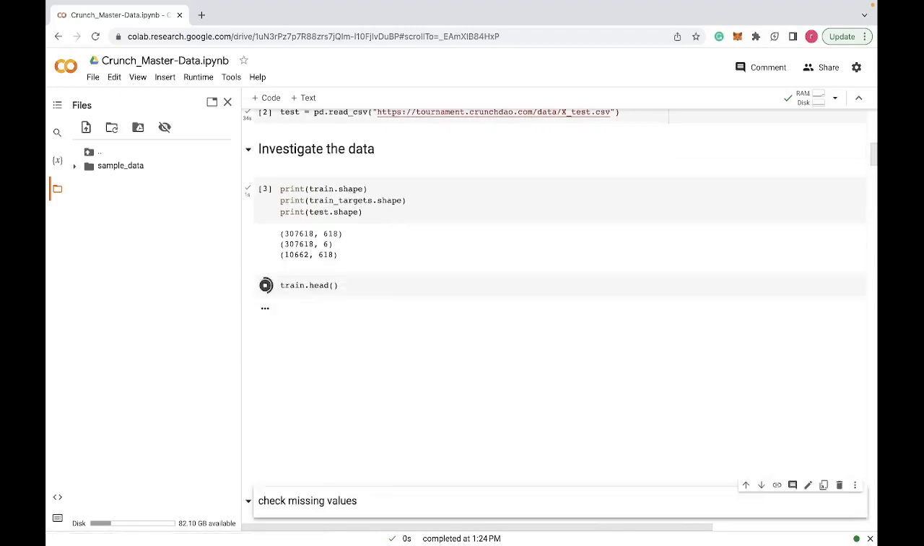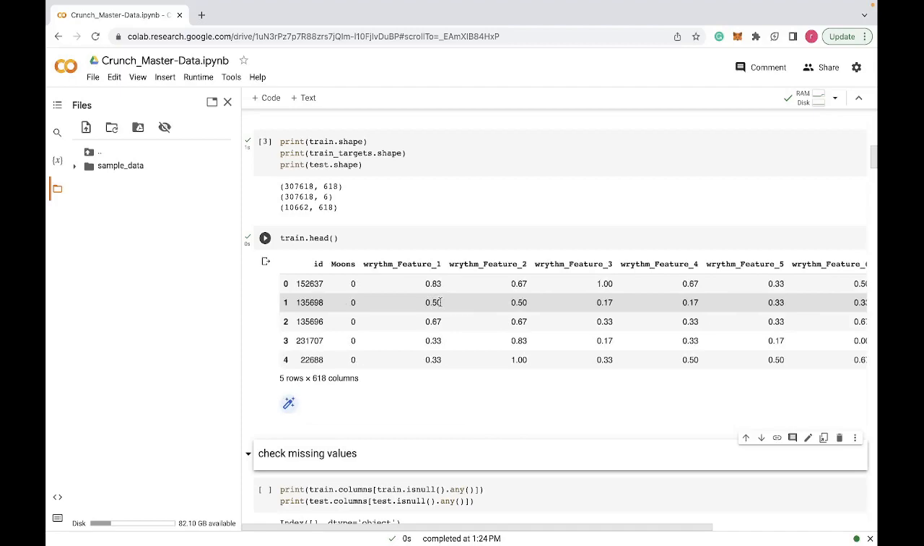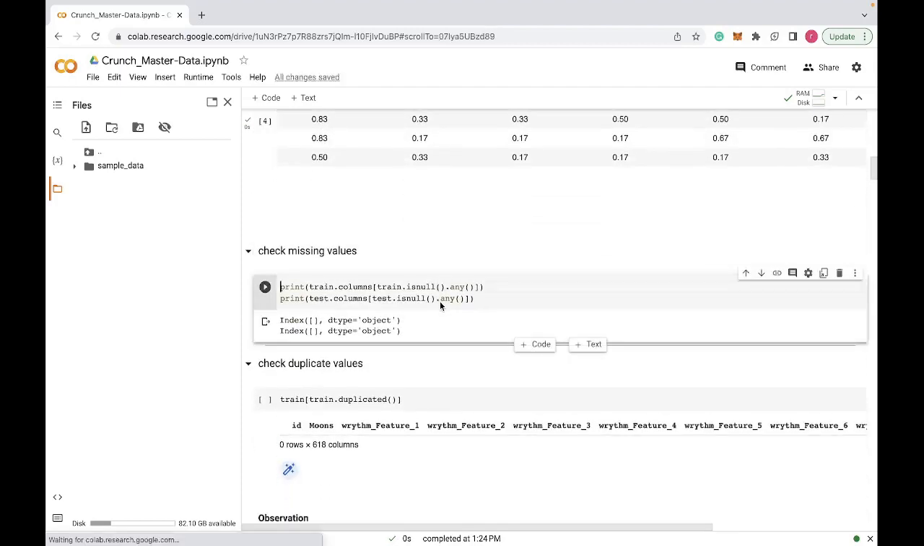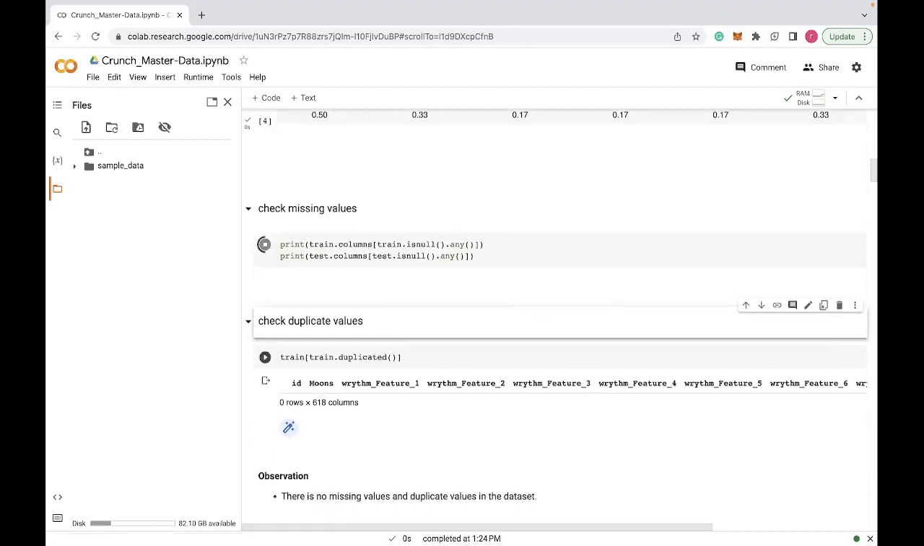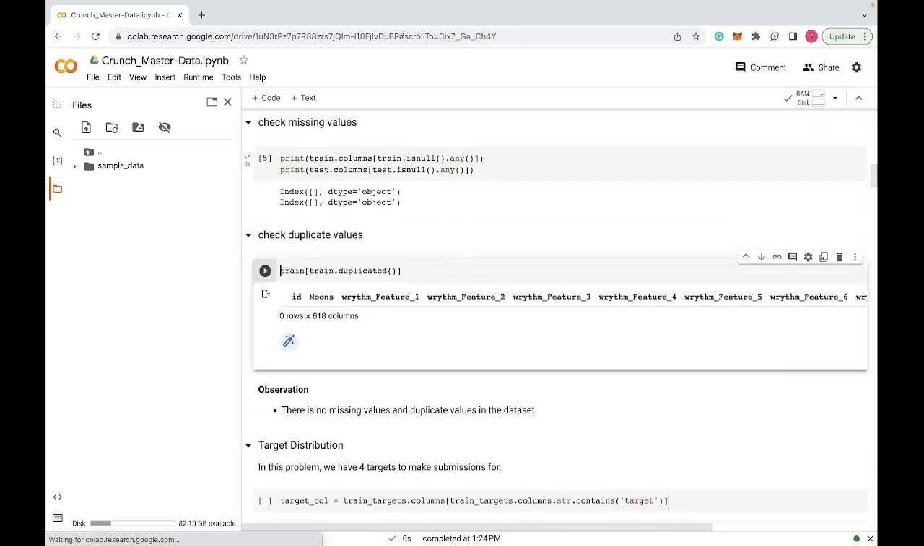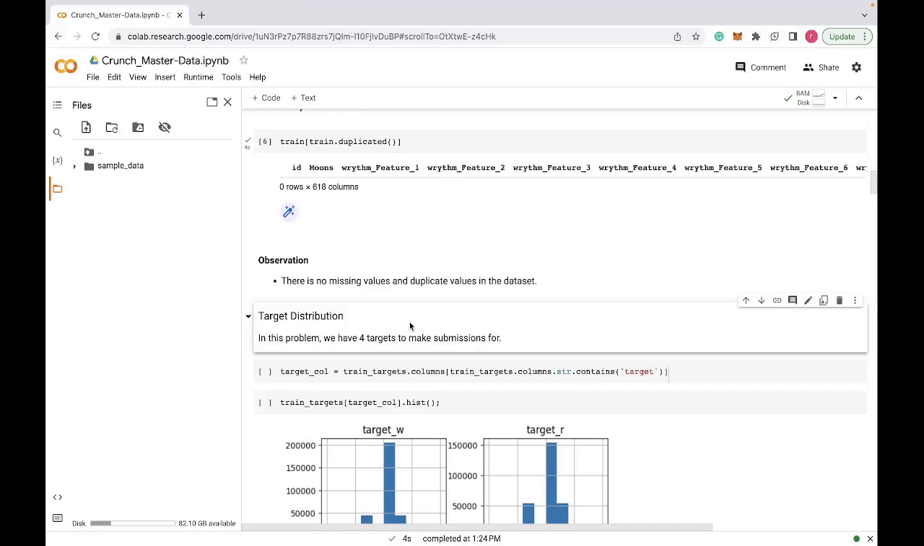So let's look at our training data. We see that we have a lot of high dimension columns, which is 618 columns in our dataset. Checking the missing values of our data, we observe that there are no missing values and no duplicate values in our data. Now we want to check our target prediction. If you want to get started in CrunchDAO, I'm going to show a way to get started, which is to read the blog post, and you can also read the documentation.